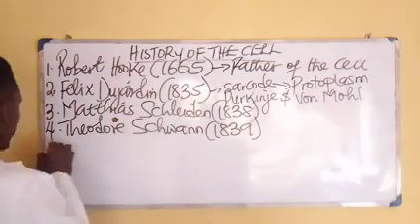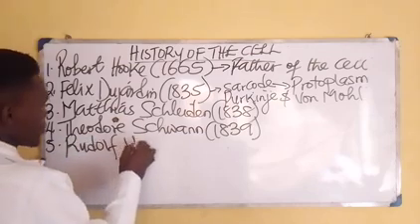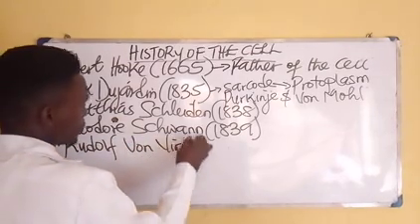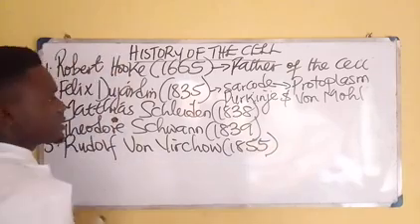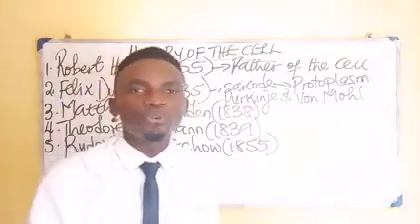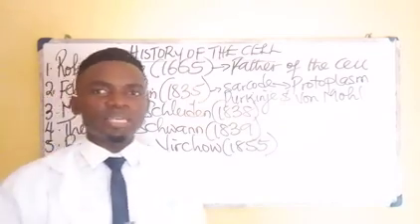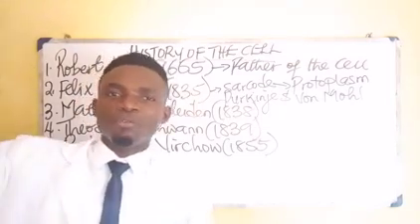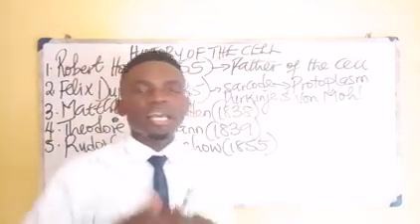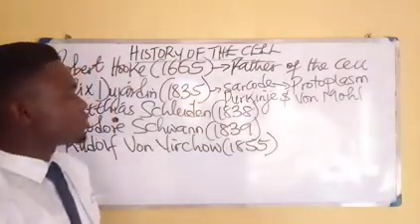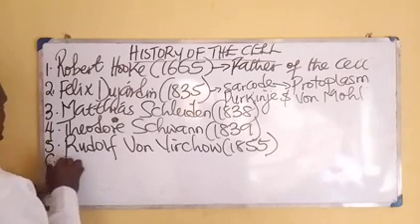All right, then number five, we have Rudolf von Virchow in 1855. He stated that cells come from pre-existing cells, meaning that the cells existing now emanated from the ones that existed before. The word pre means before. So the cells come from pre-existing cells, and it was stated in what year? 1855.